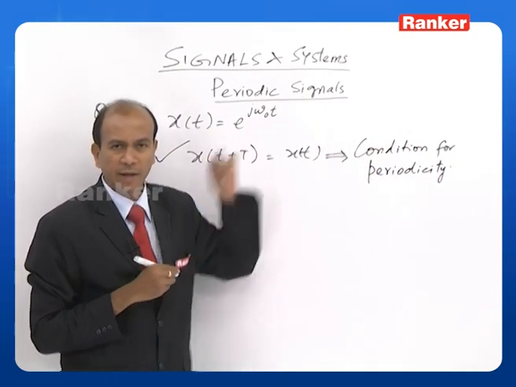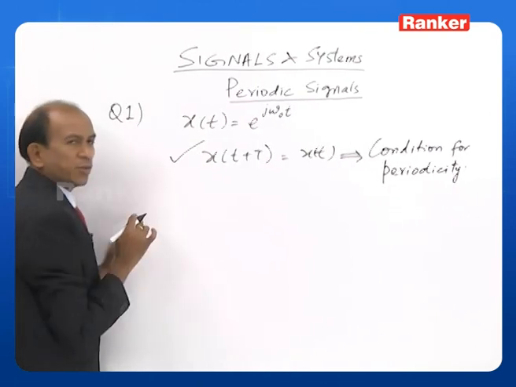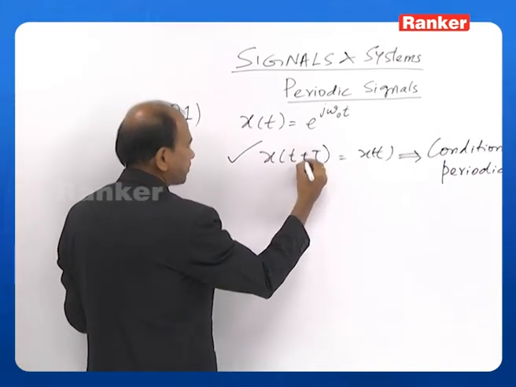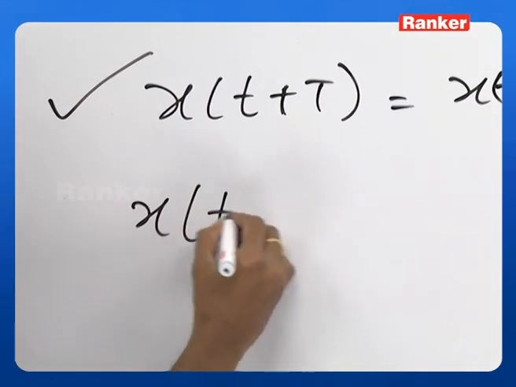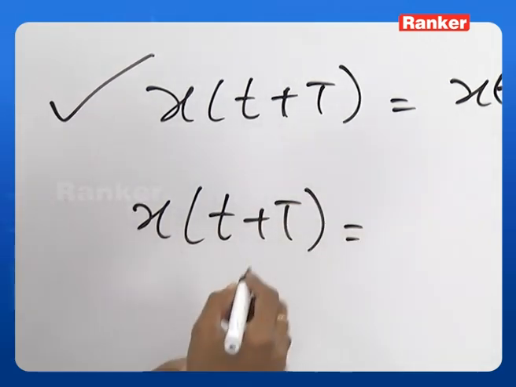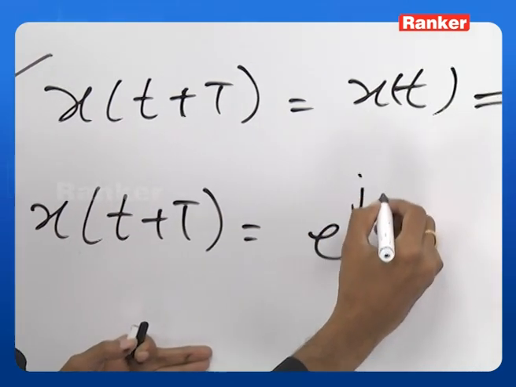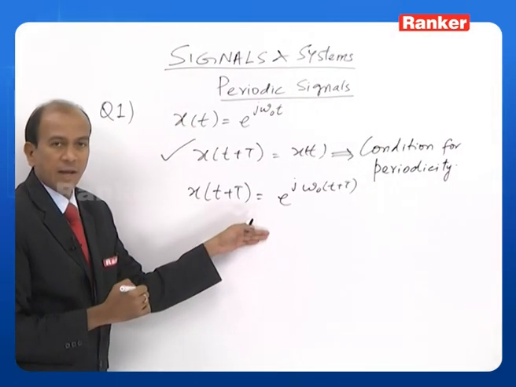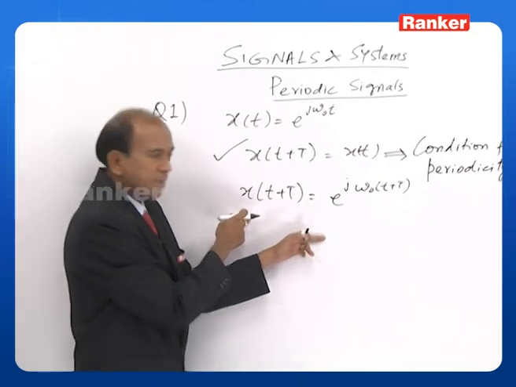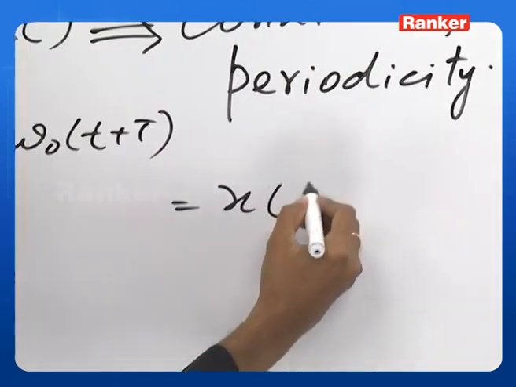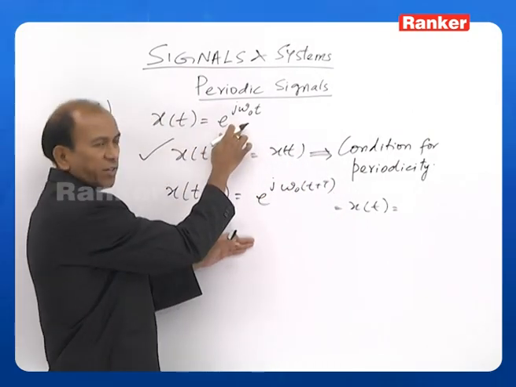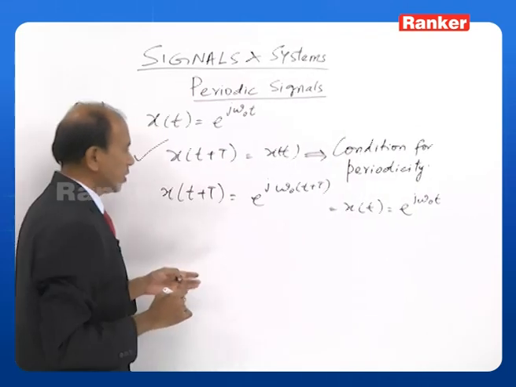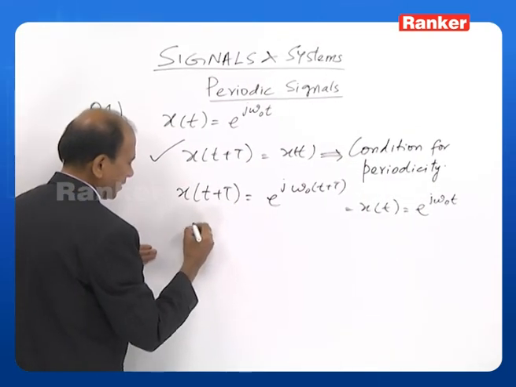Now, let us apply this rule here. So, what is our x of t here? x of t is equal to this much. Now, we will write what is x of t plus T. So, x of t plus T for us is equal to how much? e to the power of j omega naught into t plus T. And for the condition to be satisfied, this must be equal to our x of t, which is nothing but the given function, which is e to the power of j omega naught t. So, let us write this here.